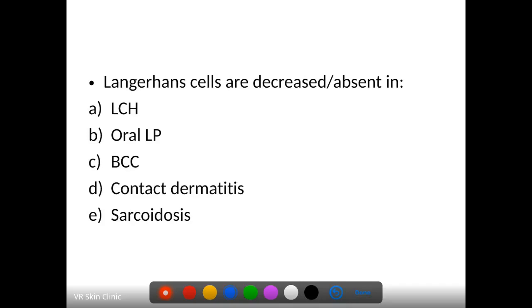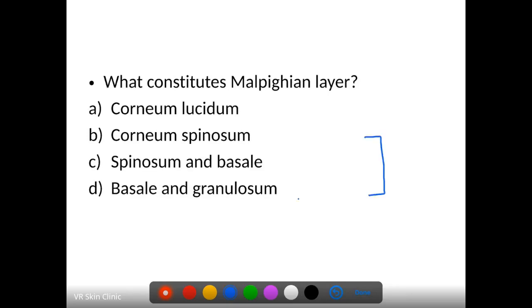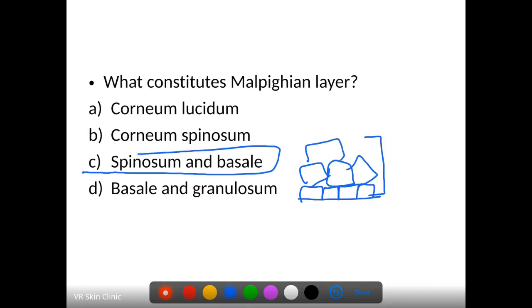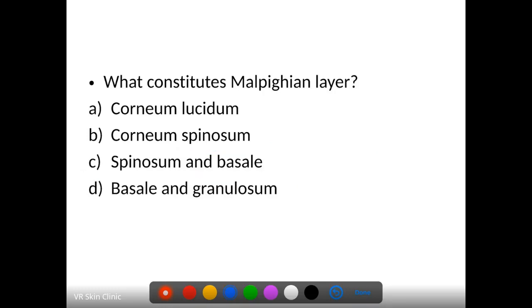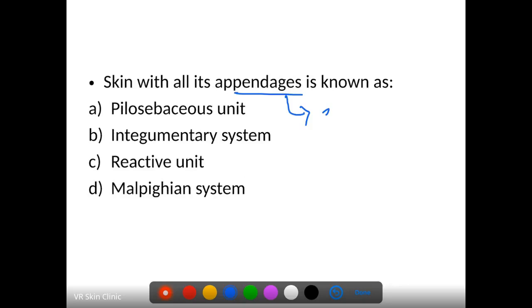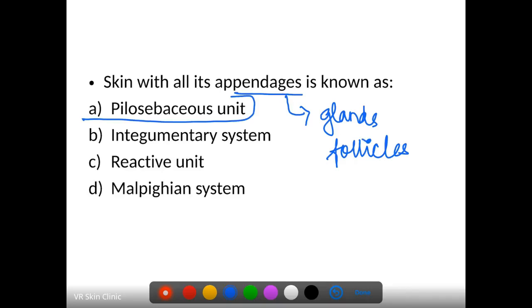What constitutes the Malpighian layer? I have told you the lowermost two layers, that is the stratum basale and the stratum spinosum layer. So where is the answer? Stratum basale and the stratum spinosum. This is the answer. Skin with all its appendages: what do appendages contain? They contain glands and hair follicles. So with all its appendages, it is called the pilosebaceous unit. The name itself suggests: pilo is hair, sebaceous means glands, mainly sebaceous glands. So it is called the pilosebaceous unit.